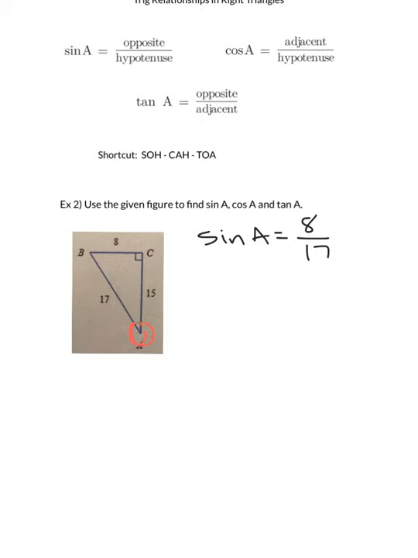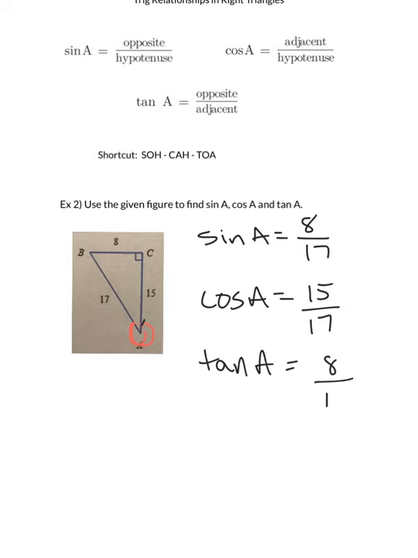Now let's look at the cosine for angle A. What we are looking for is the leg that is connected to angle A. Here's the leg that is connected to angle A. That's the adjacent. So there's 15 over the hypotenuse, which is 17. Now for the tangent of angle A, you want to do the opposite, the side across, over the adjacent, the side connected to it, so you get 8 over 15.